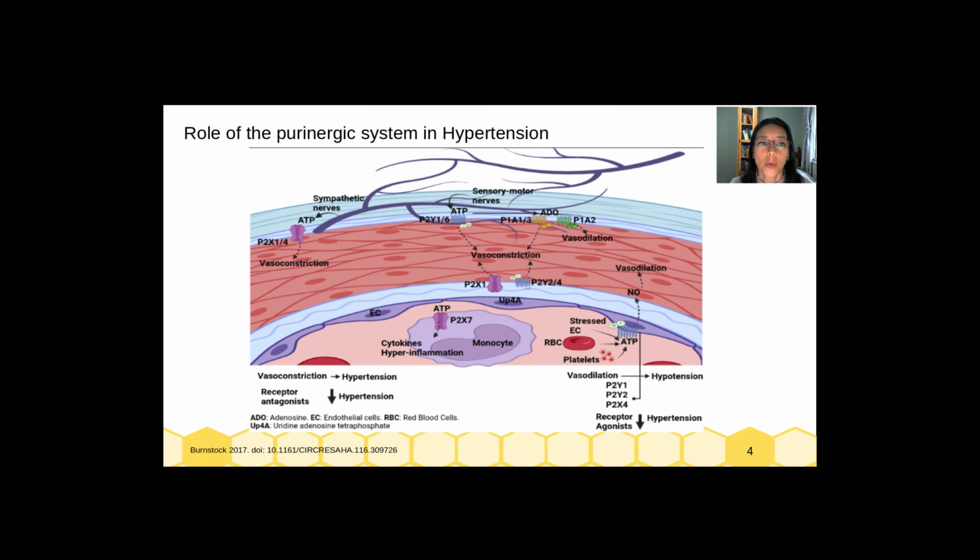Moreover, as we have seen, the inflammation is a factor to increase hypertension. Inflammation increases the reactive oxygen species released by the activated immune cells, promoting the endothelium dysfunction and several vascular cells death. For instance, circulating ATP can activate the ionic receptor P2X7 in monocytes, leading to cytokines production and hyperinflammation.